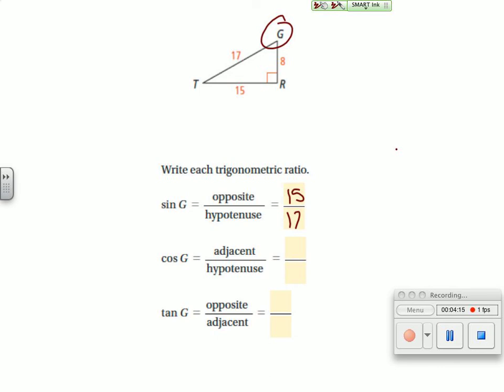Adjacent is 8. And the hypotenuse again is 17. So the cosine of G is 8 over 17. And finally, the tangent of G is opposite, 15, over adjacent, 8. So that's how we find trigonometric ratios of right triangles. It's very simple. You just remember SOHCAHTOA.